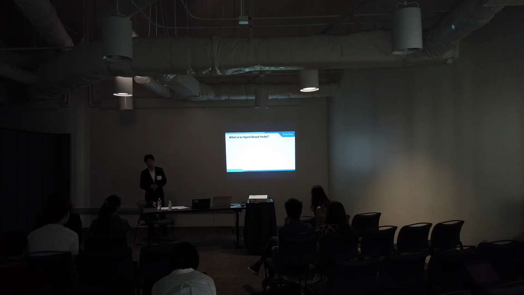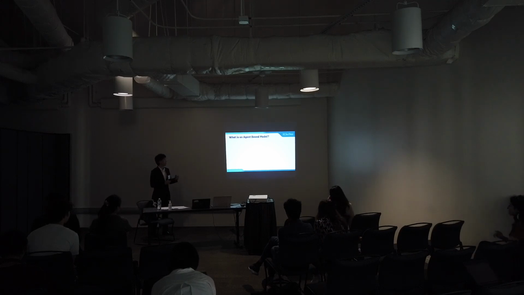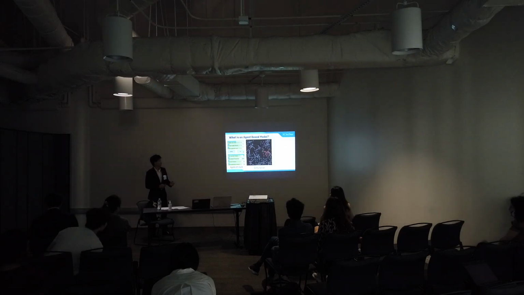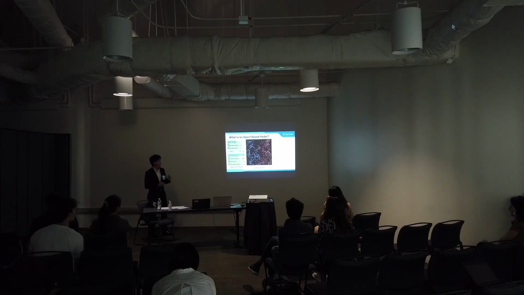So what is the agent-based model? The agent-based model, also known as ABM, focuses on individual entities known as agents. These could be people, animals, or even bacteria. By adjusting agent parameters or behavior, we then observe how they interact with each other or the environment in order to find a bigger pattern in the system.